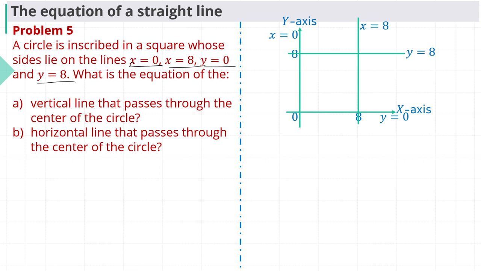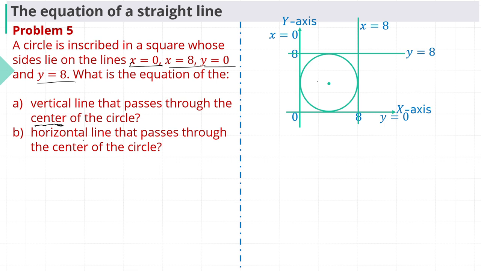Now the question says that a circle is inscribed in this square. It means that the circle is inside the square and it touches all the 4 sides at one point. So we have it this way, and this circle has a center. The question requires that we determine the equation of the vertical line that passes through the center.